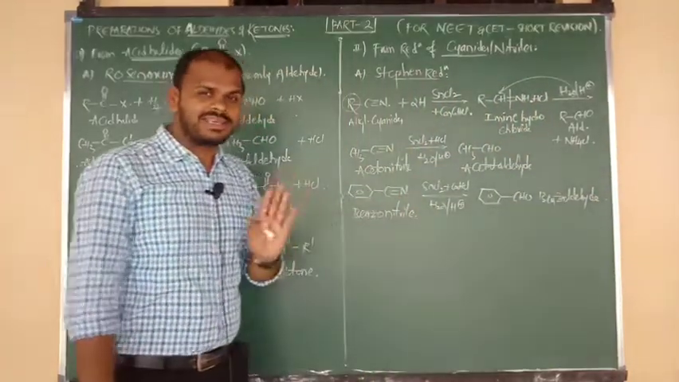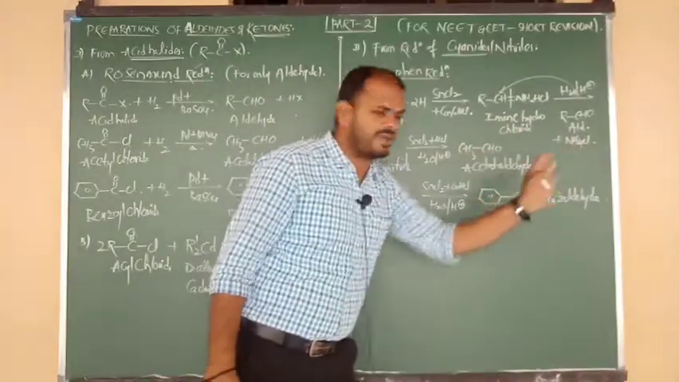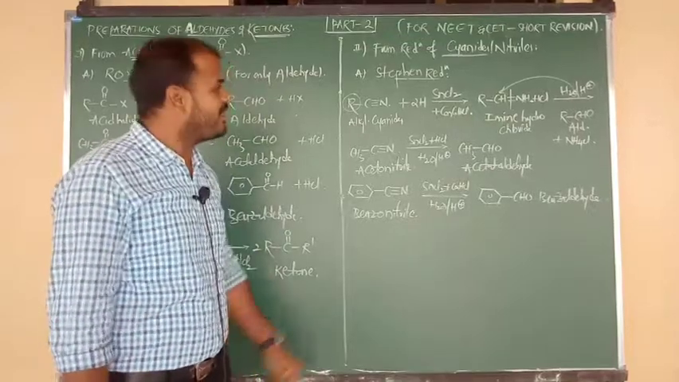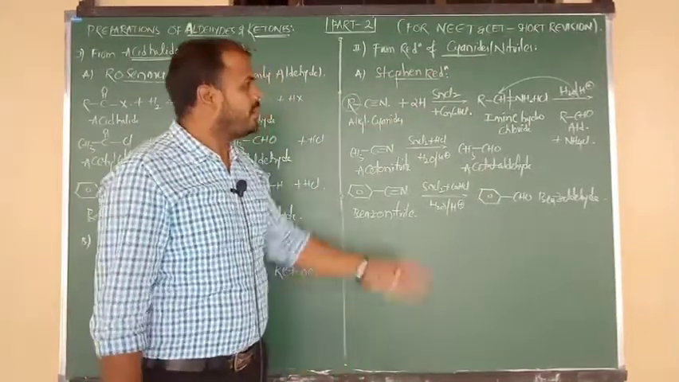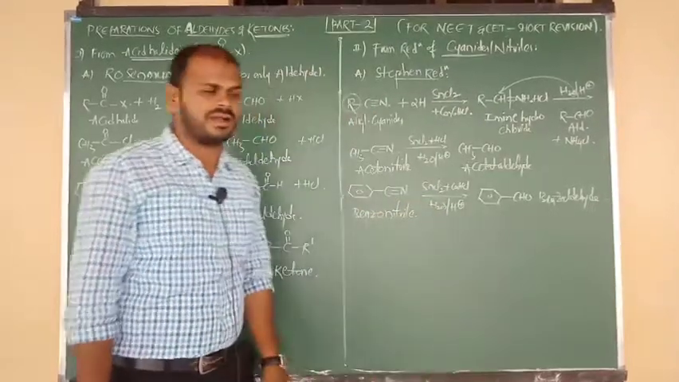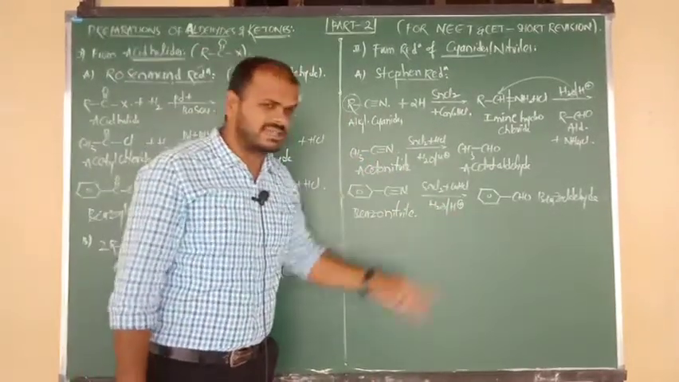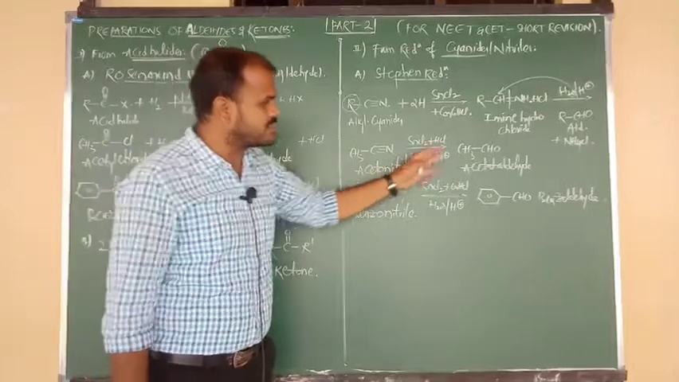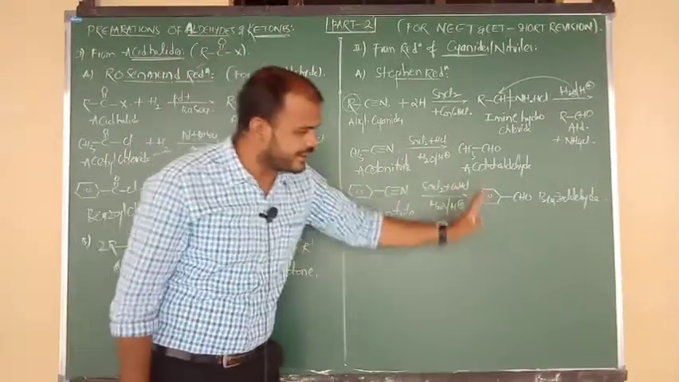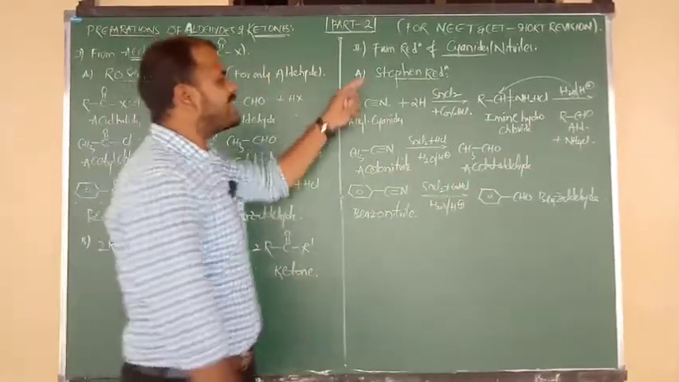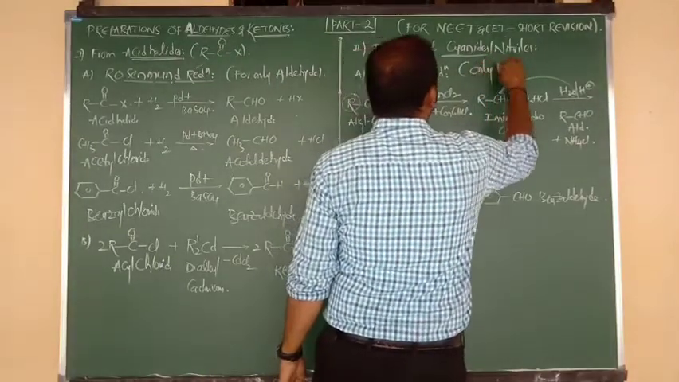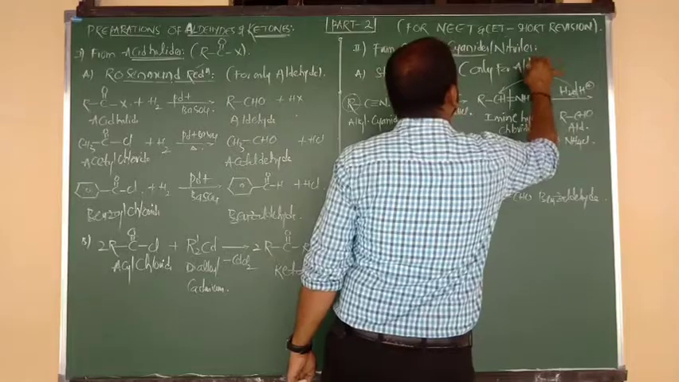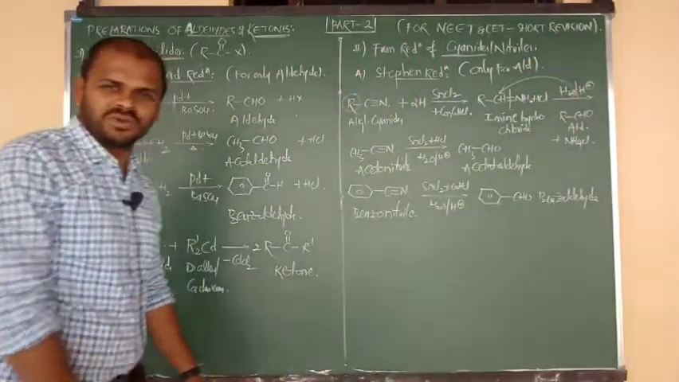And in all cases, the common byproduct is nothing but ammonium chloride. Story clear, beta? In this way, by using the Stephen reduction, we can prepare various types of aldehydes. So methyl cyanide, that is acetonitrile, gives acetaldehyde, and benzonitrile gives benzaldehyde. This is a suitable method only for the preparation of aldehydes. Only for aldehydes. Better story clear?